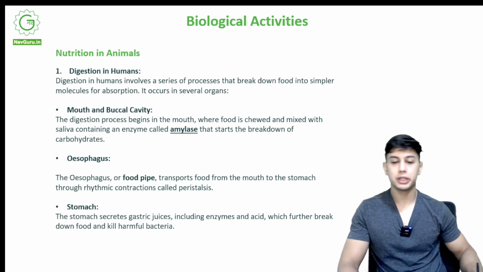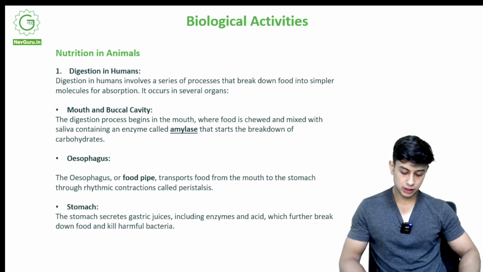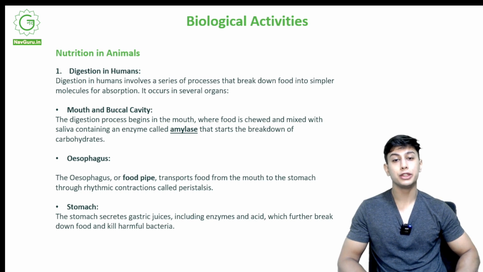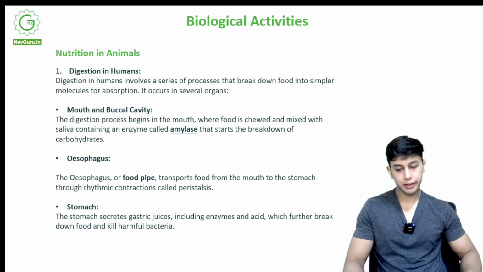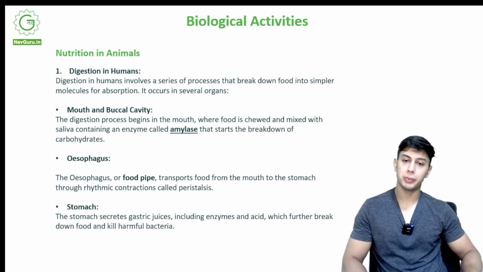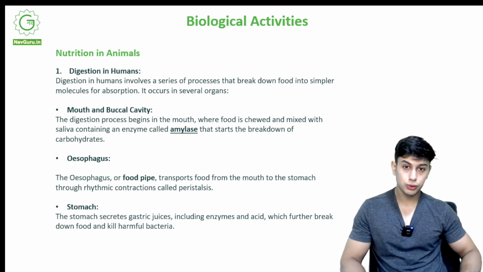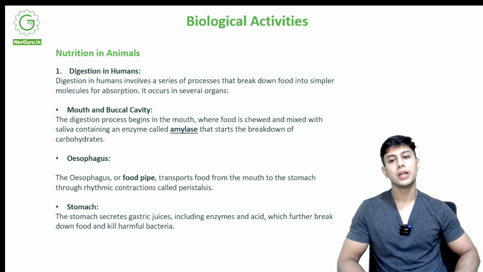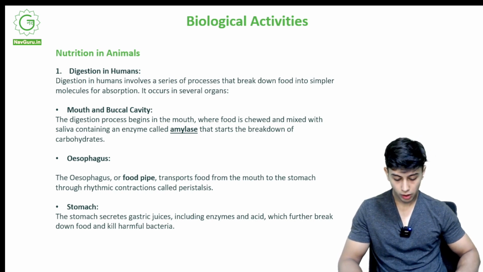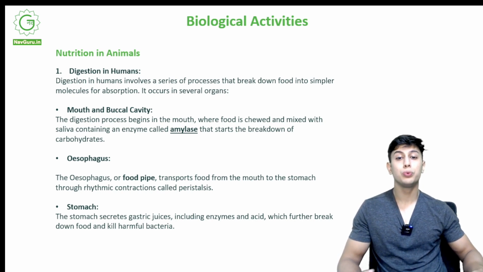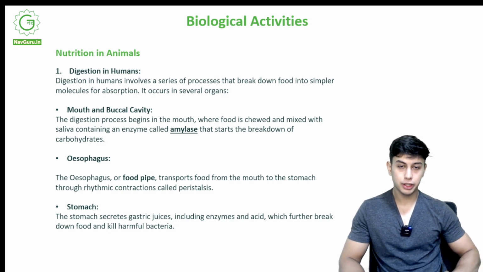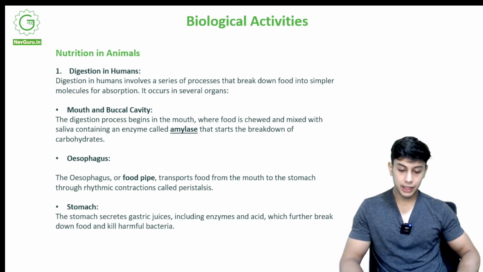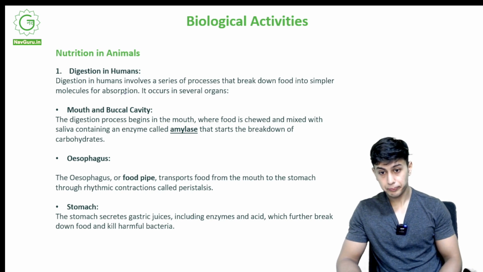Now we come to nutrition in animals. The first part is digestion in humans. We are humans, we do not make our own food. We take food from outside. We eat animals, we eat vegan stuff as well. We eat fruits, we eat vegetables, we have milk, we have bread, we have a lot of things. How is it digested? How do we as humans break it into simple forms so that our body can digest it?